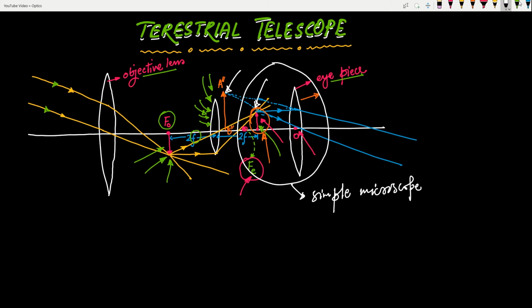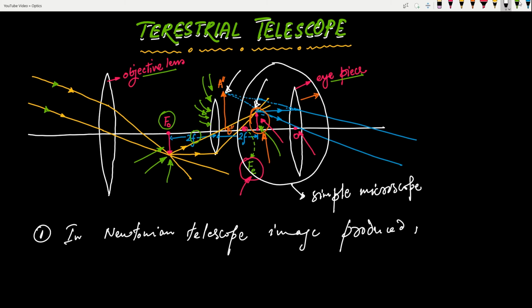The only thing that you need to understand for terrestrial telescope is that it is a little bit different from Newtonian telescope. Now what is Newtonian telescope? The telescope that we have learned earlier was Newtonian telescope. So the first thing that you need to understand here is that in Newtonian telescope, the image produced is inverted. Okay, you need to remember this. But in case of terrestrial telescope, the image formed is always upright. This is the first thing that you need to remember.